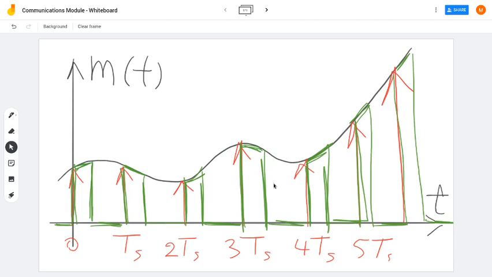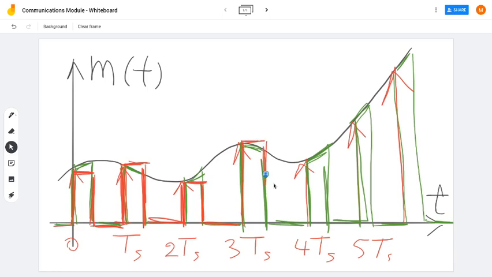But in pulse amplitude modulation, which I'm going to draw right now in red, the top part of the pulse is kept flat. Instead of allowing the top part of the pulse to change with the message, it's kept flat. So it's as if we take the instantaneous sample and hold its value for the entire duration of the pulse. Again, we take the instantaneous sample at 2Ts here and hold the value for the whole duration of the pulse.